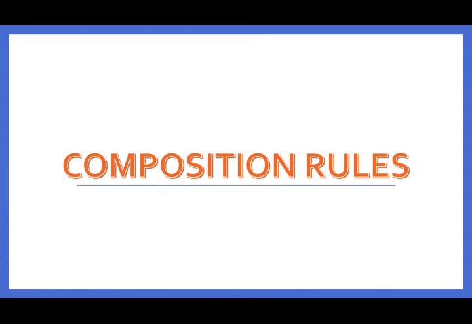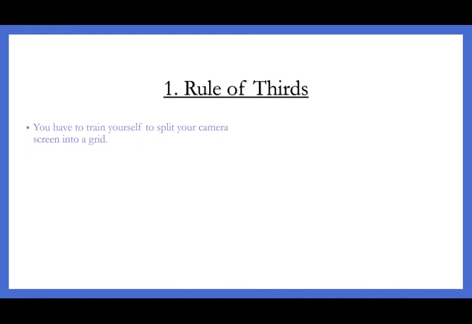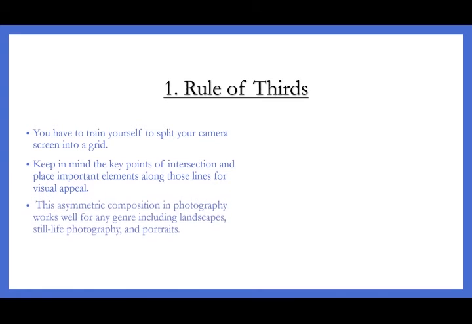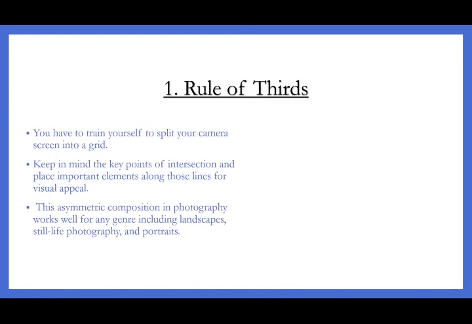Composition rules. The first is the rule of thirds. You have to train yourself to split your camera screen into a grid, and then keep in mind the key points of intersection and place important elements along those lines for visual appeal. This asymmetric composition in photography works well for any genre, including landscapes, still life photography, and portraits.